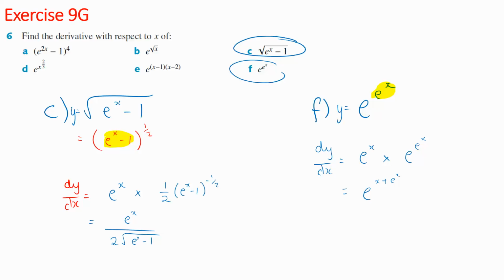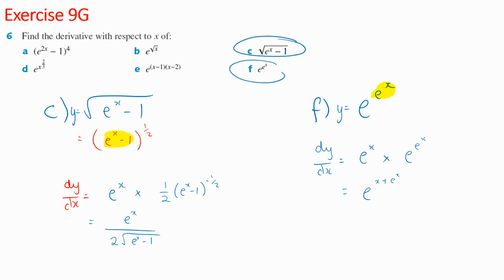The last one, e to the power of x times e to the power of e to the power of x. That's got the same bases, and when you multiply with the same bases, you can simplify by adding the powers. So I encourage you to write it like this: e to the power of x plus e to the power of x. Don't leave it like this, because you can simplify that further. It's like saying 3 squared times 3 to the power of 5. You add the powers together. Same bases, add the powers.